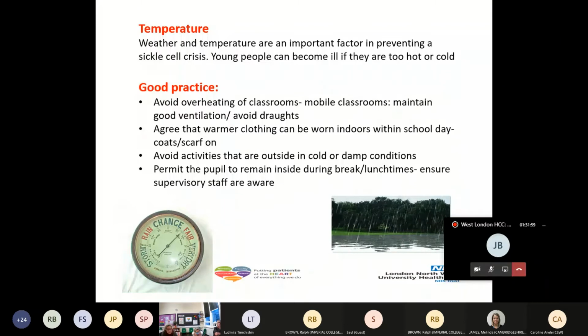Avoiding any activities that are outside when it's cold and damp, like it was earlier this week when it was really quite misty and cold and not very pleasant at all. If they were doing PE, then it would be better that they didn't do it. So there may be some times when they need to be inside during break times and lunch times, and obviously depending on the age of the child, they may need a friend or someone to be with them. But it's really important that all lunchtime supervisory staff are made aware of these children as well. Next slide, please.